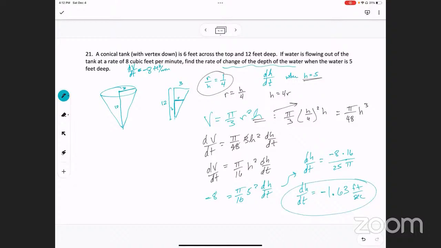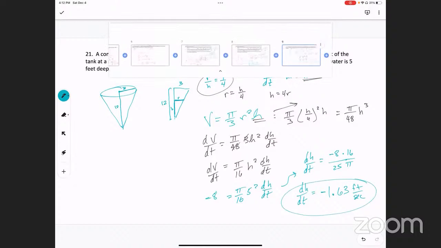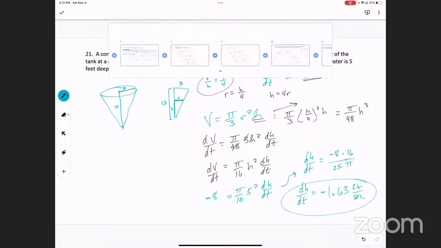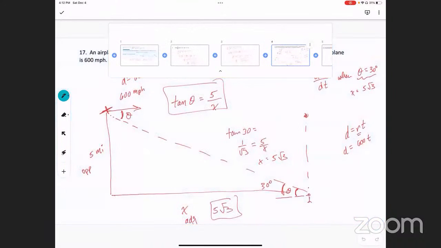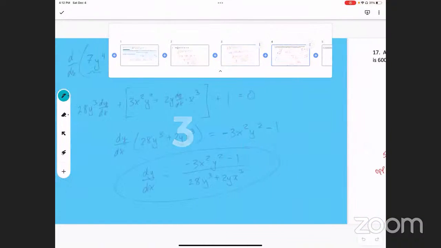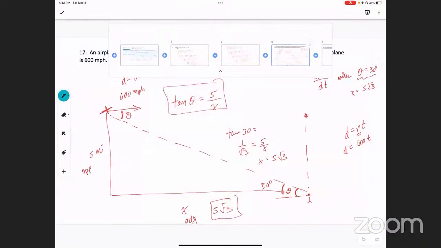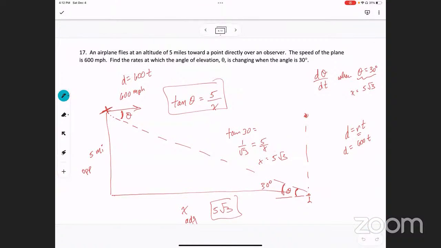Got it? Now that we've done those more commonly used problems, let's go back and see if we can figure out this one, which stumped me at the beginning, and maybe it's still going to stump me.